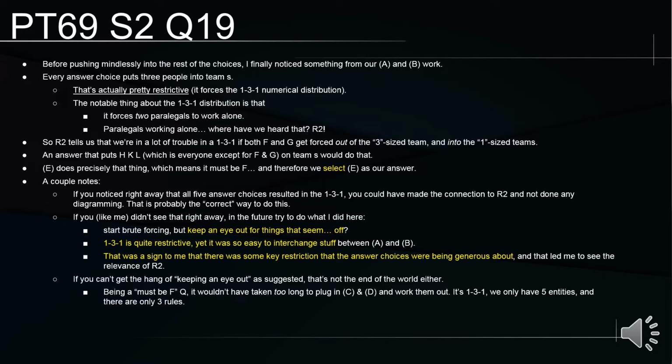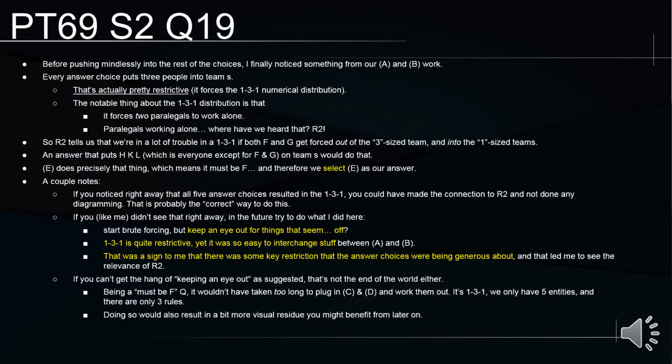It would have been just as fast as our work on answer choices A and B, which, as you saw, didn't really take all that long. It's a 1-3-1 distribution. We only have 5 entities. That's not a whole lot. And there are only 3 rules, which is really not a whole lot when it comes to a game. And so, having done diagrams for C and D would have also resulted in a bit more visual residue that you could benefit from later on.